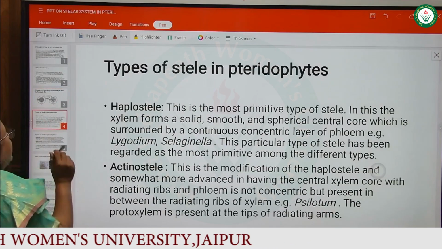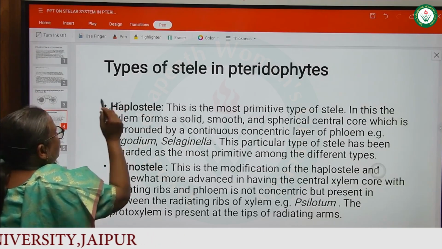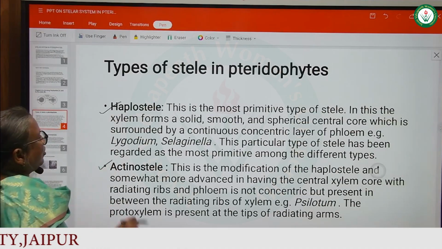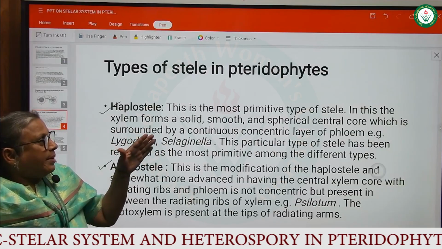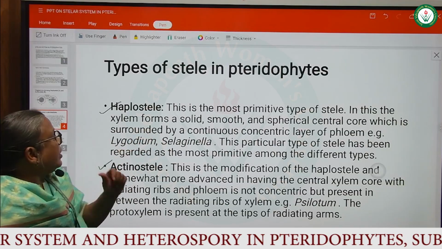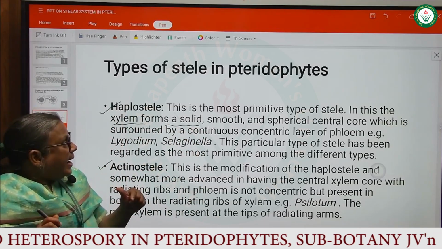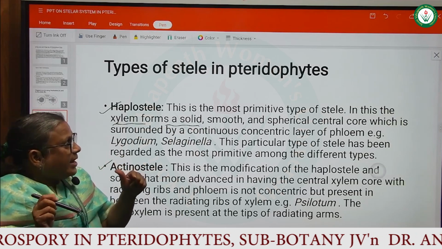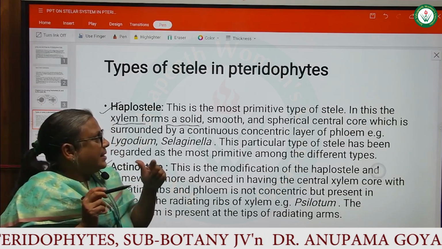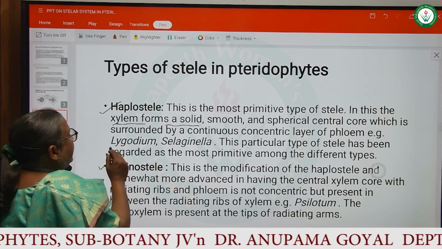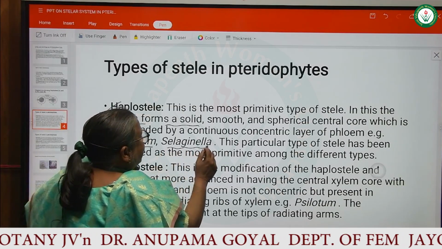So now I talk about the types of steles in pteridophytes. First of all, haplostele, then actinostele. So what is haplostele? It is the most primitive type of stele. In haplostele, the xylem forms a solid mass, a smooth and spherical central core which is surrounded by a continuous layer of phloem. For example, haplostele can be seen in Lygodium and Selaginella.